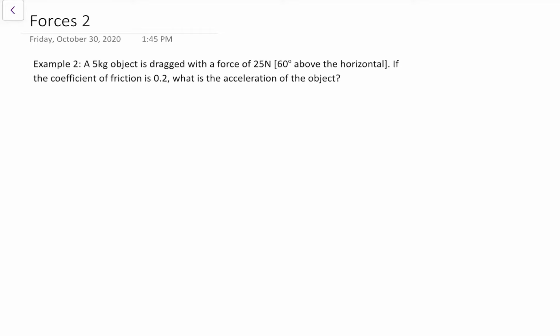When the applied force is on an angle, we have to do component work to figure out the normal force and the component of the F applied that will plug into the horizontal. An extra step with the components, but otherwise it's the same as we've done before.